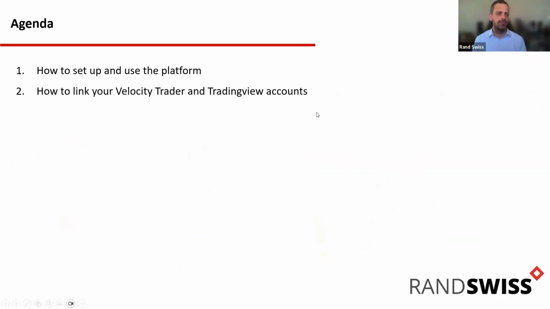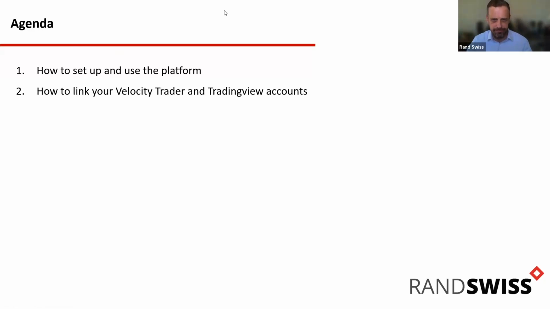But okay, so the agenda for today, very simple. Platform training. I'm just going to show you how to set up and use the platform. And then towards the end, I'm going to show you how to link the platform to TradingView. So if you don't want to use the Velocity Trader platform, you don't have to. If you like TradingView and you have a TradingView account, you can link the Velocity Trader platform to your TradingView account, and then you can trade from TradingView. So you don't even ever have to log into Velocity Trader. You don't have to use that platform if you don't want to. You can just use TradingView if you so choose.